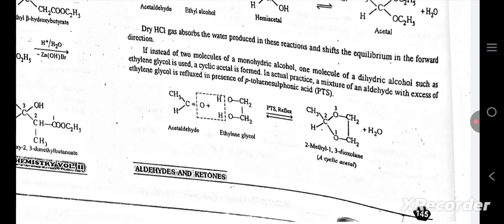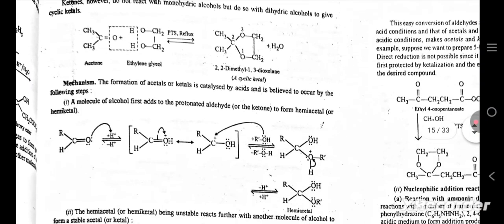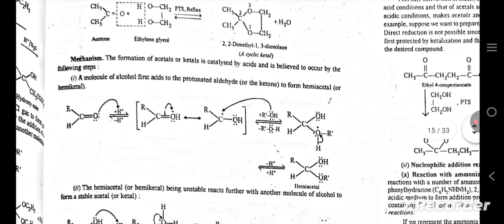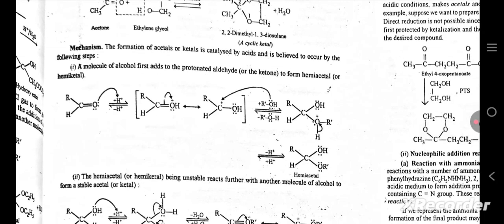If instead of two molecules of a monohydric alcohol, one molecule of dihydric alcohol such as ethylene glycol is used, a cyclic acetal is formed. In actual practice, a mixture of an aldehyde with excess of ethylene glycol is refluxed in presence of p-toluenesulfonic acid. Ketones, however, do not react with monohydric alcohols but do so with dihydric alcohols to give cyclic ketals. Mechanism: the formation of acetals or ketals is catalyzed by acid and is believed to occur by the following steps.